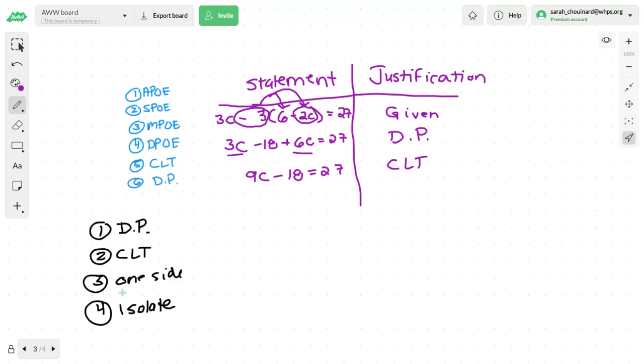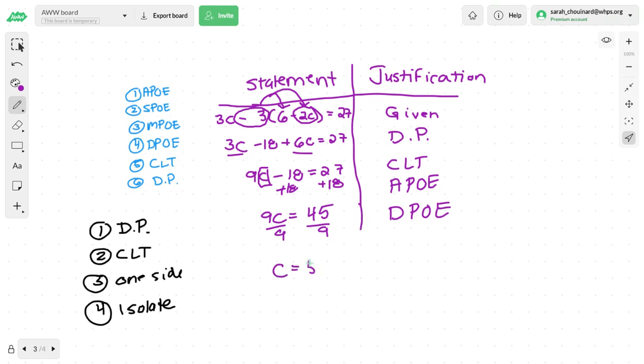The variable is on one side, c is on this side. And so now I need to isolate c. So I need to get c alone by adding 18 to both sides. APO is the reason I can do that. I can add the same thing to both sides. And that's going to be 45. And I'm going to divide both sides by 9. DPO allows me to do that. And so my final answer is c equals 5.